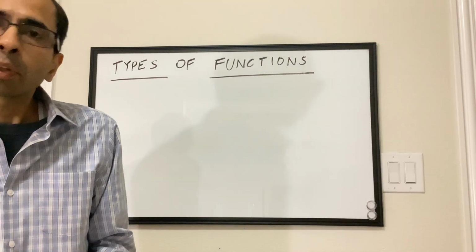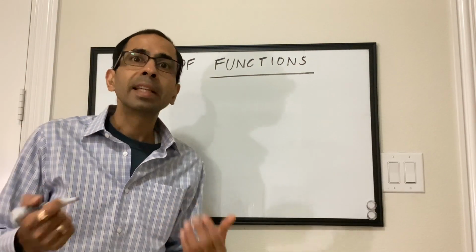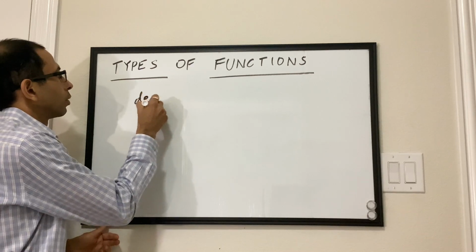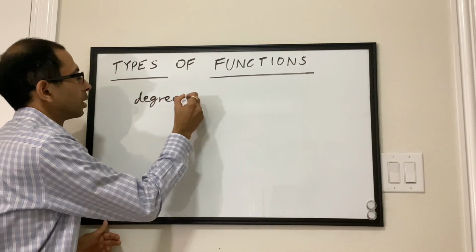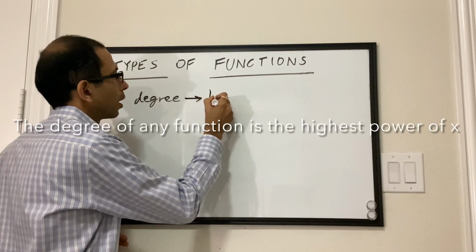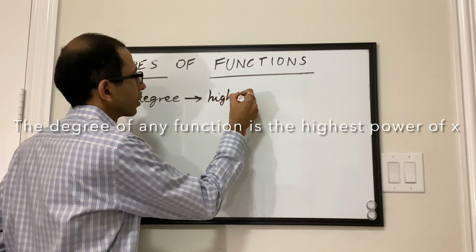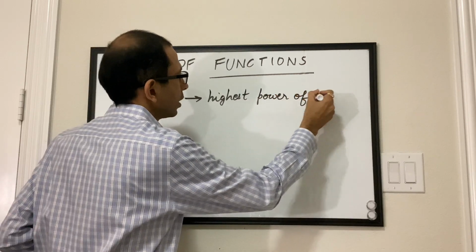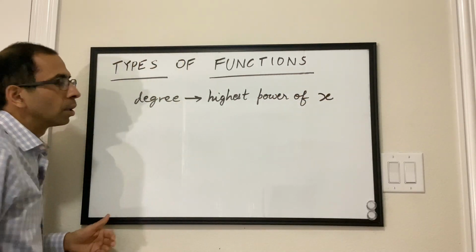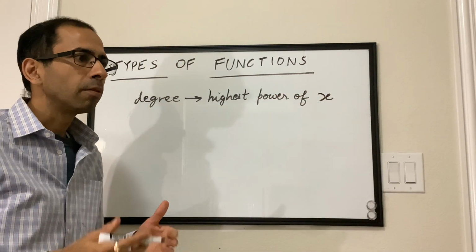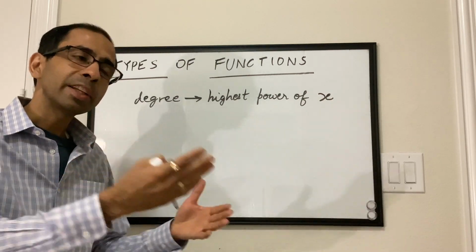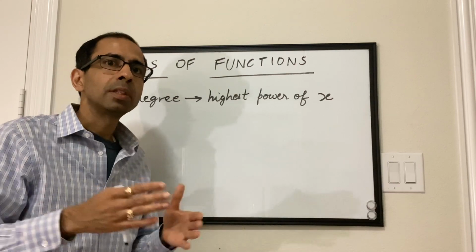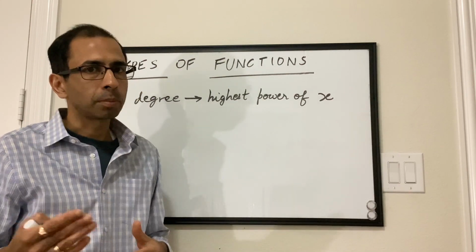Before we get started, we got to understand something called the degree of the function, right? So, degree of the function. Degree is nothing but the highest power of x. And we will see what it means. Every function will have some power of x, and the highest power of x is called the degree of the function, and that is something which determines the type of the function and the shape of the function.